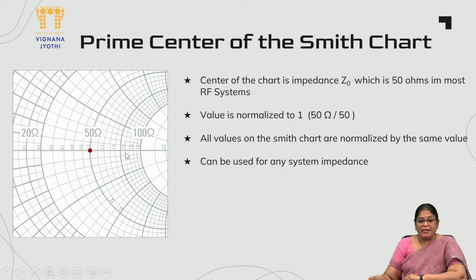Now this same line is where we want to understand the basic prime center of the Smith chart. The center of the chart is related to your impedance Z0, which is 50 ohms in most RF systems. If you see this red colored point, the value showing is 1. So 1 is the normalized impedance. Normalization means you are dividing the impedance Z by 50 ohms, because here our reference is 50 ohms. So we are normalizing that value to equal 1.